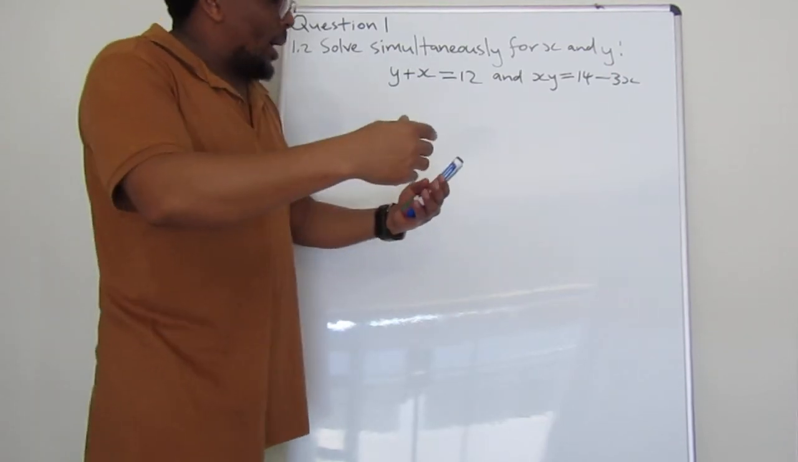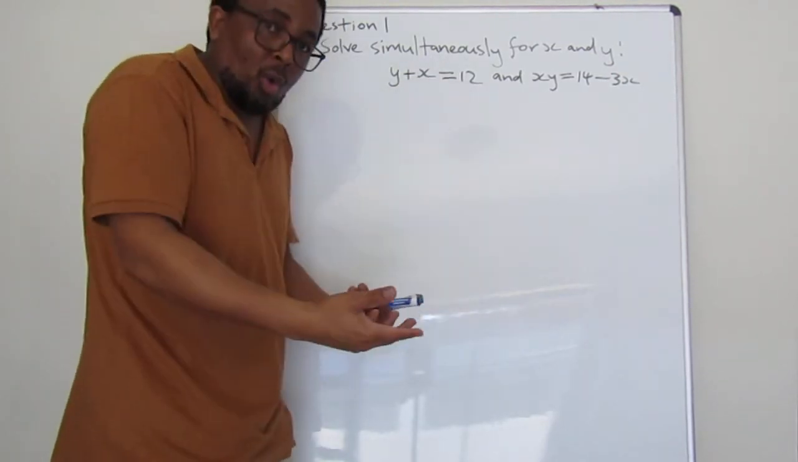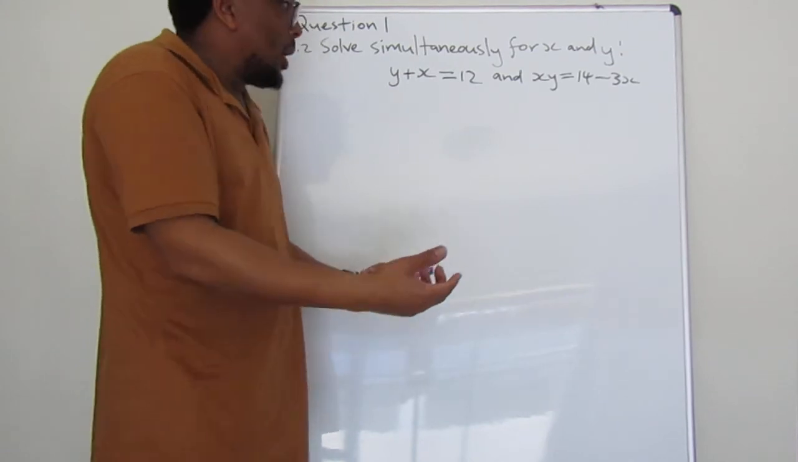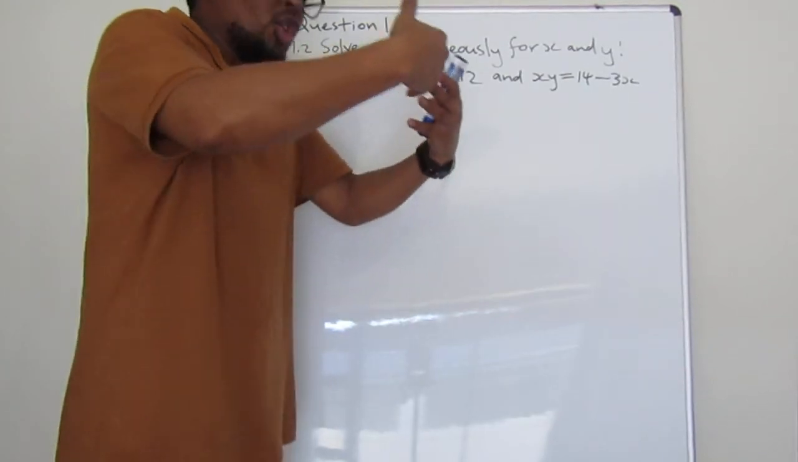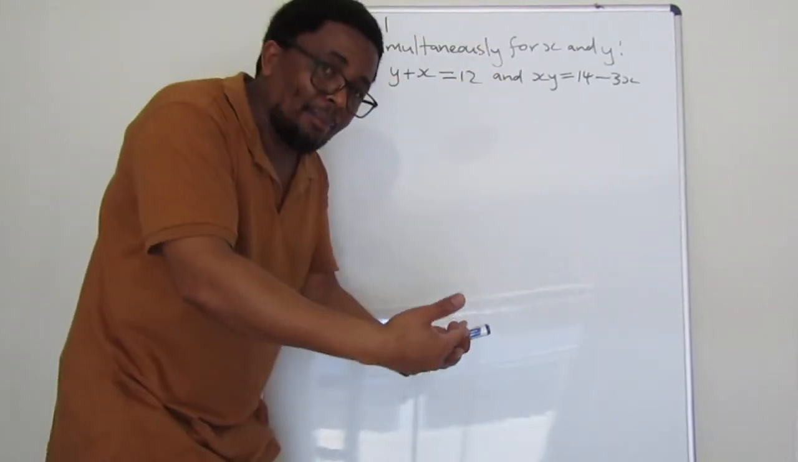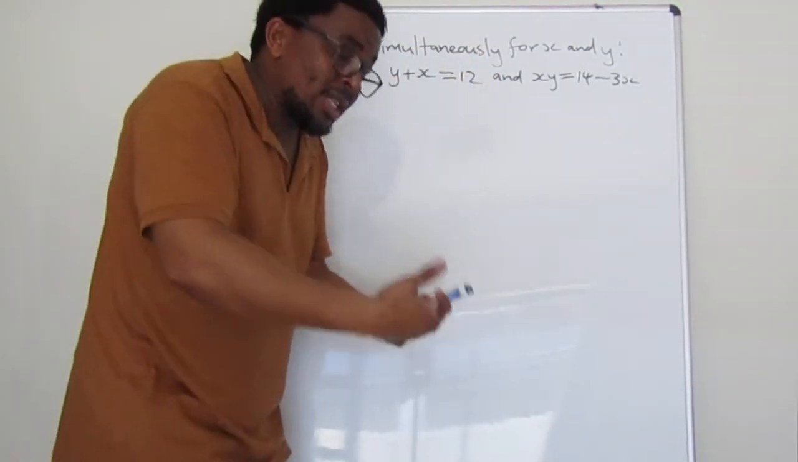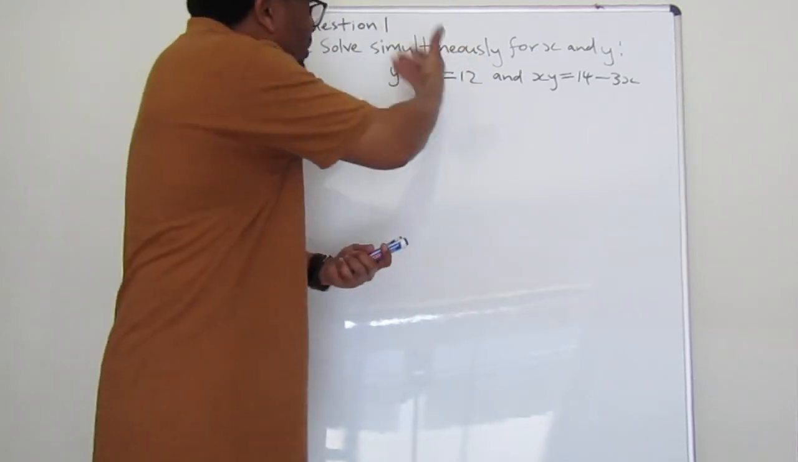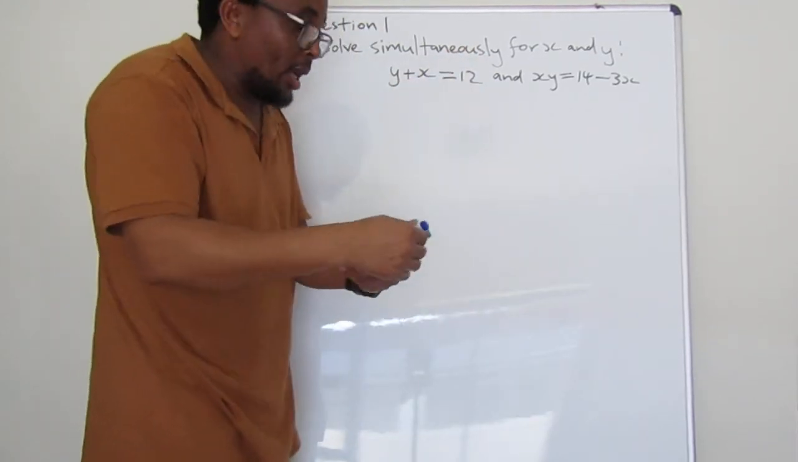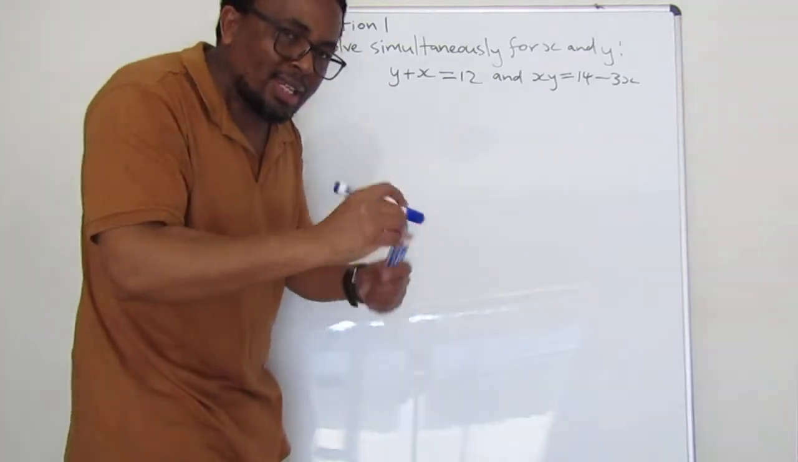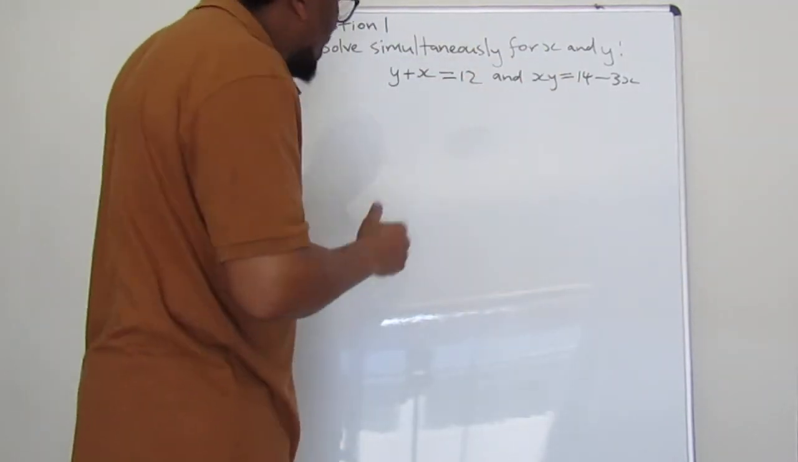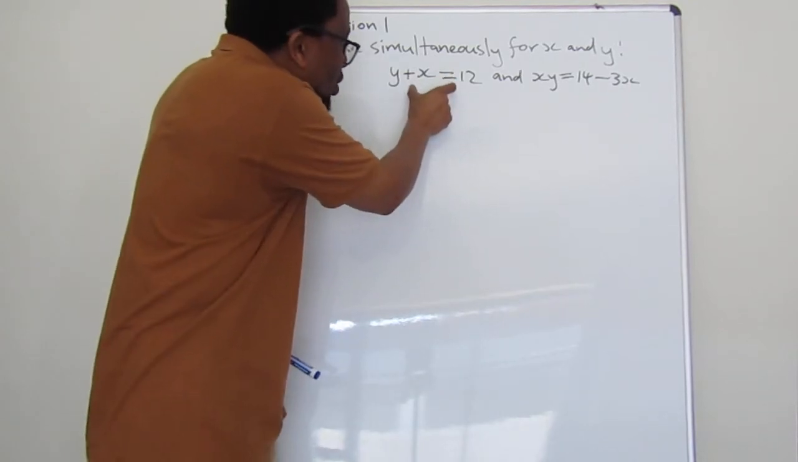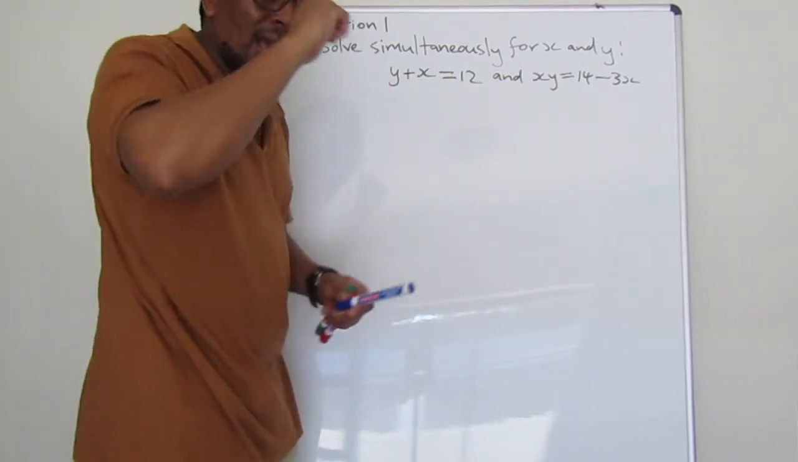Now, how do I approach a question like this? Don't fear. Simultaneously means do it at the same time. That's what simultaneously means. Solve for both x and y at the same time. That's what it means in a nutshell. Now, we are given two equations.